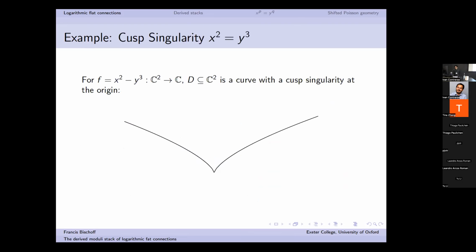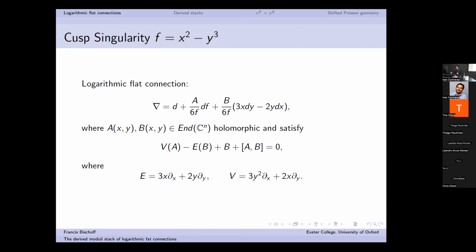If we go to dimension 2, here's an example, the function x^2 - y^3. In this case, D is now a plane curve that has a cusp singularity at the origin. And what a connection will look like in this case is like this. It's singular because here we're dividing by f. Basically the degrees of freedom are these matrices A and B, which are holomorphic. And in order to be flat, they need to satisfy this PDE. E and V are these vector fields. So these are the 2 examples that maybe you can keep in mind.